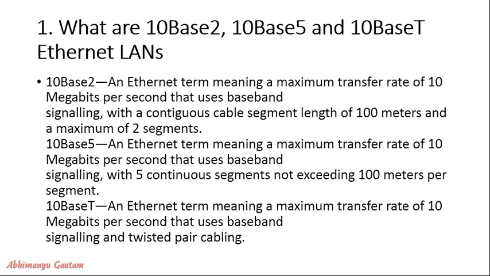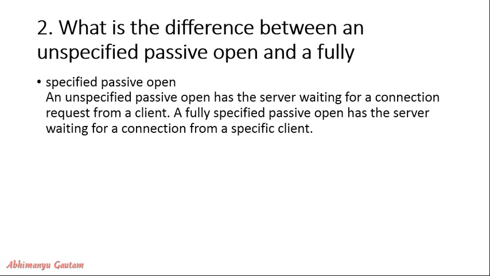10Base5 is an Ethernet term meaning a maximum transport rate of 10 megabits per second that uses baseband signaling, with 5 continuous segments not exceeding 100 meters per segment. 10BaseT is an Ethernet term meaning a maximum transfer rate of 100 megabits per second that uses baseband signaling and twisted pair cabling. What is the difference between an unspecified passive open and a fully specified passive open?